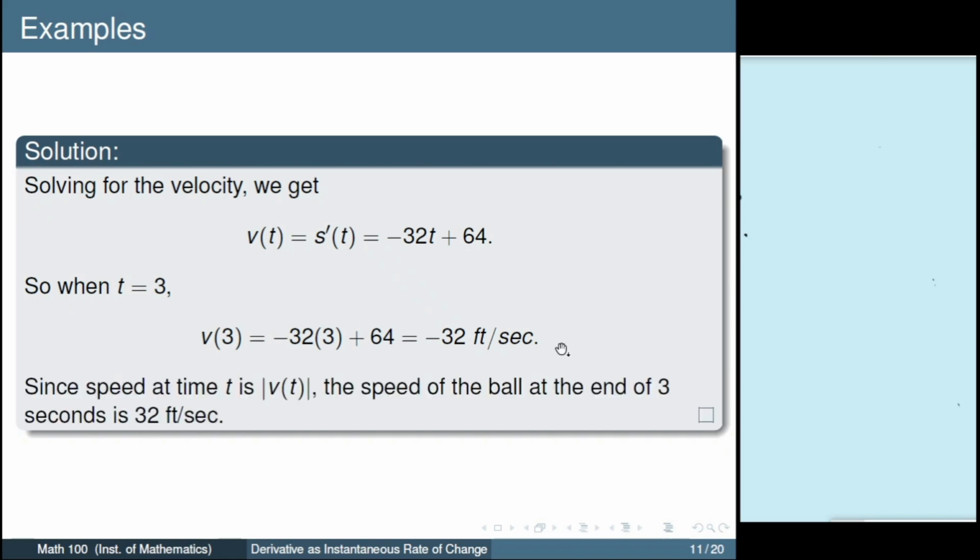And moreover, since the speed is just the velocity without the direction, meaning the velocity without the sign, you just take the absolute value. So the speed is always positive. And hence, the speed of the ball is just the absolute value of negative 32, which is 32 feet per second. Okay.